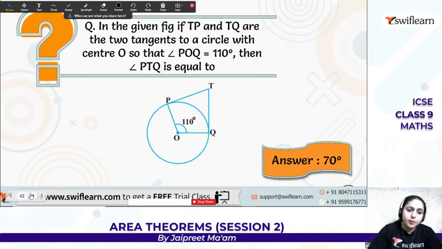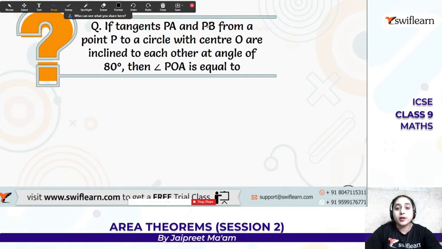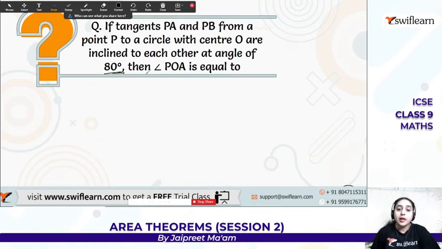So these are very important questions, often asked in बहुत से competitive exams में. Okay, now let's solve one more question. This is a very important question. If tangents PA and PB from a point P to a circle with center O are inclined to each other at an angle of 80 degree, then we have to find angle POA is equal to.